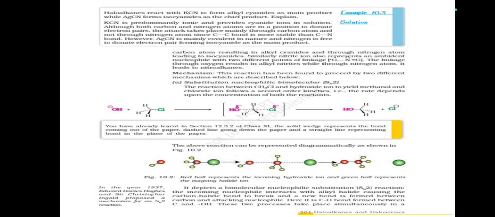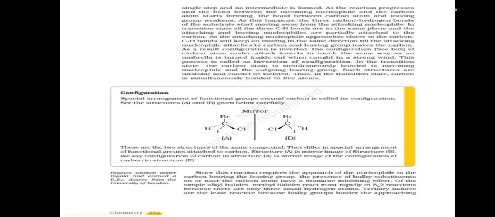Here it is: a carbon-oxygen bond formed between carbon and OH. These two processes take place simultaneously in a single step, and no intermediate is formed as the reaction progresses. The bond between the incoming nucleophile and the carbon atom starts forming. The bond between the carbon atom and the leaving group weakens.